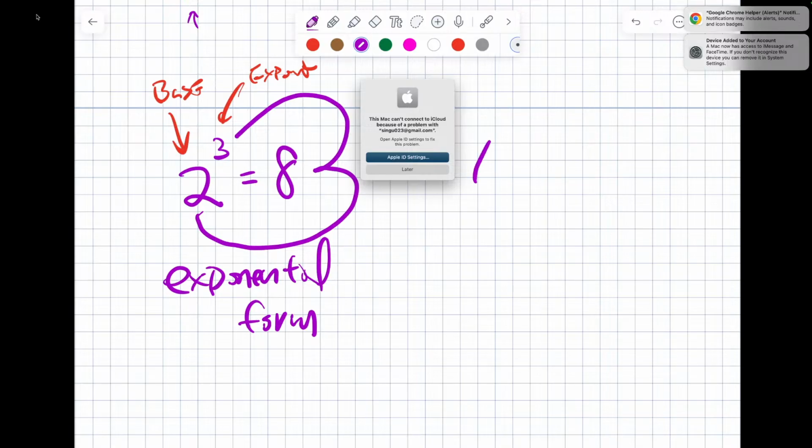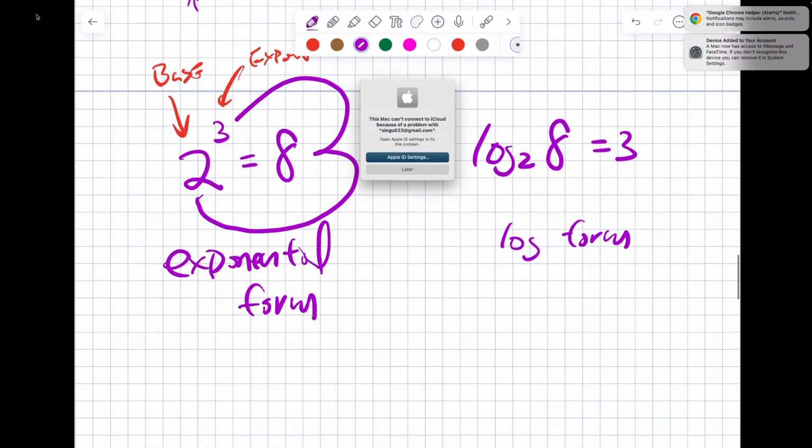So how do I do it? That's going to be log base 2, and the next number is 8, is equal to 3. So this is called logarithm form. This is log form. Any questions about this? How do I convert log form back to exponential form? If I start here, you start with the base again, you draw a sideways heart, and then it's going to be 2 to the third power is equal to 8.